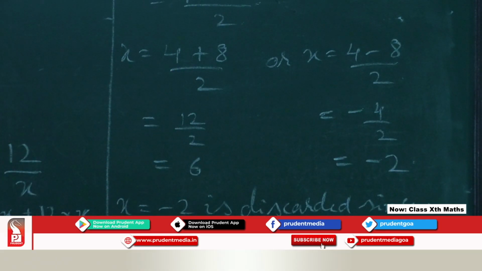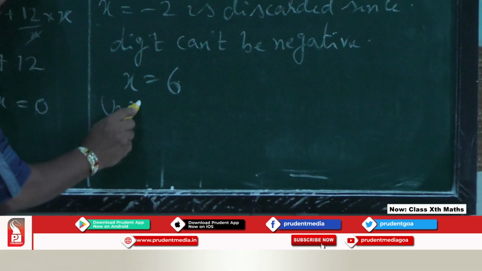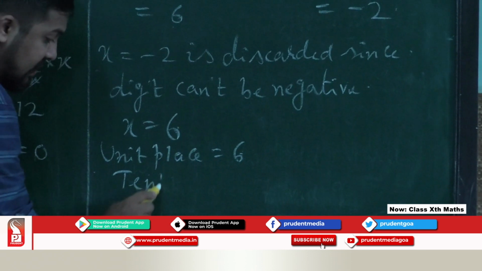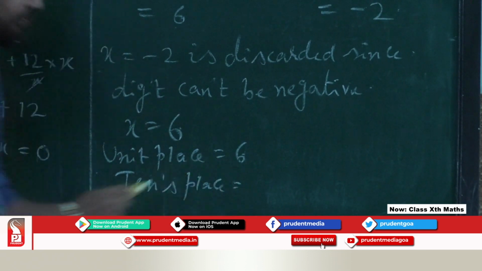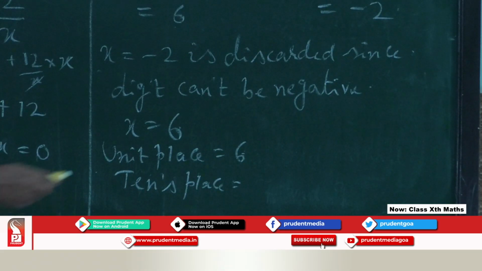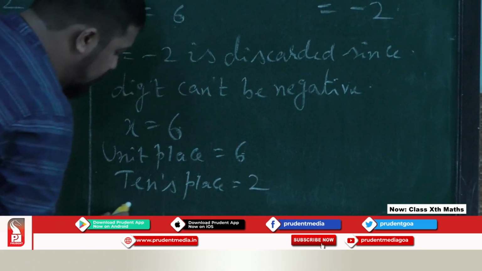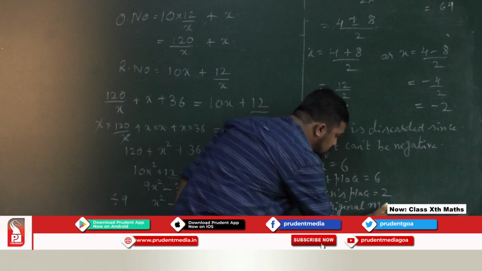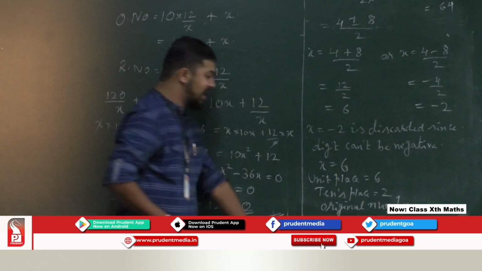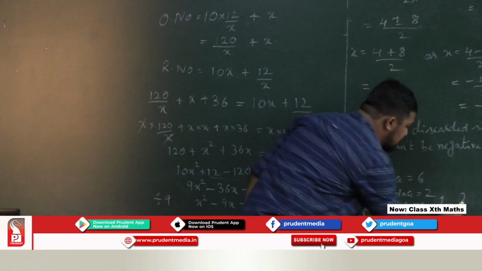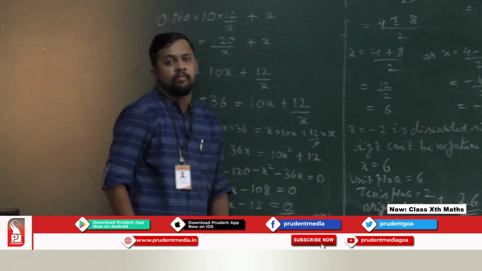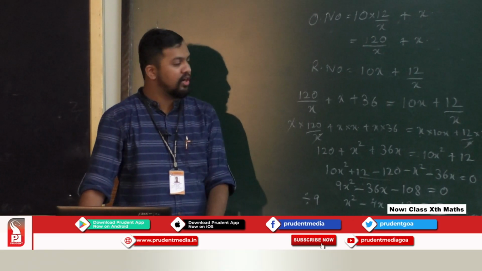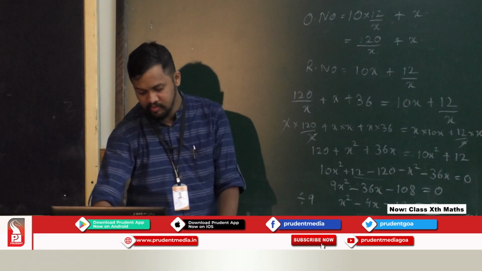Who is x? Unit place. So unit place is 6. Tens place is 12 divided by x. So 12 divided by 6, 2. Original number: directly I can write original number 26. So original number is 26. So these are the two problems based on 2 digits. So for homework you can go on this.